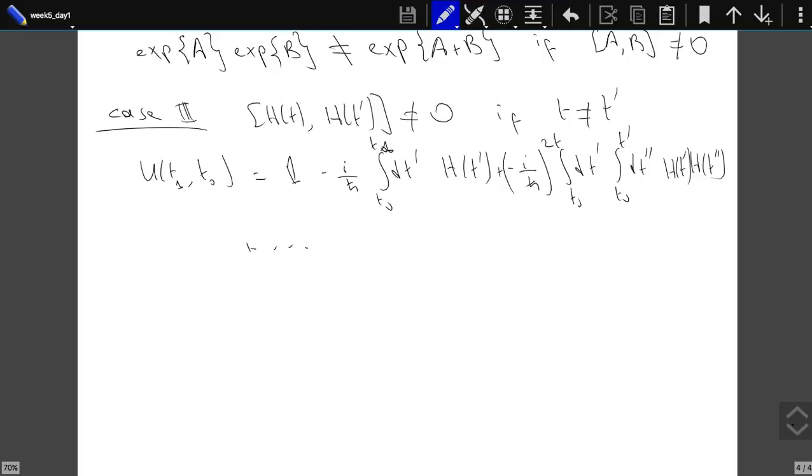Okay, so let's continue. Any questions? About this time evolution operator, the generator of the time evolution operator? Question?